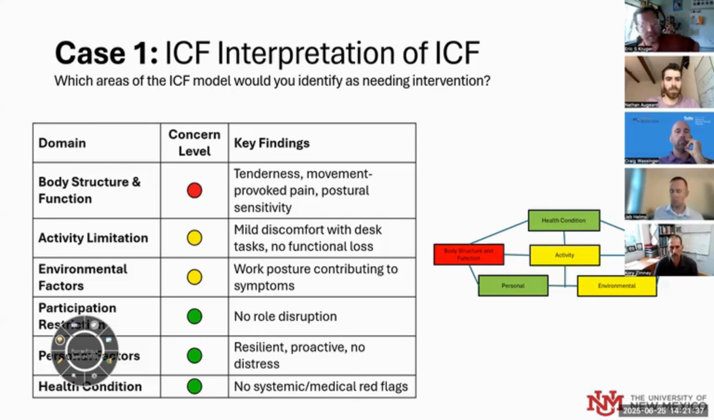We don't see evidence in this case in terms of things that we need to address.